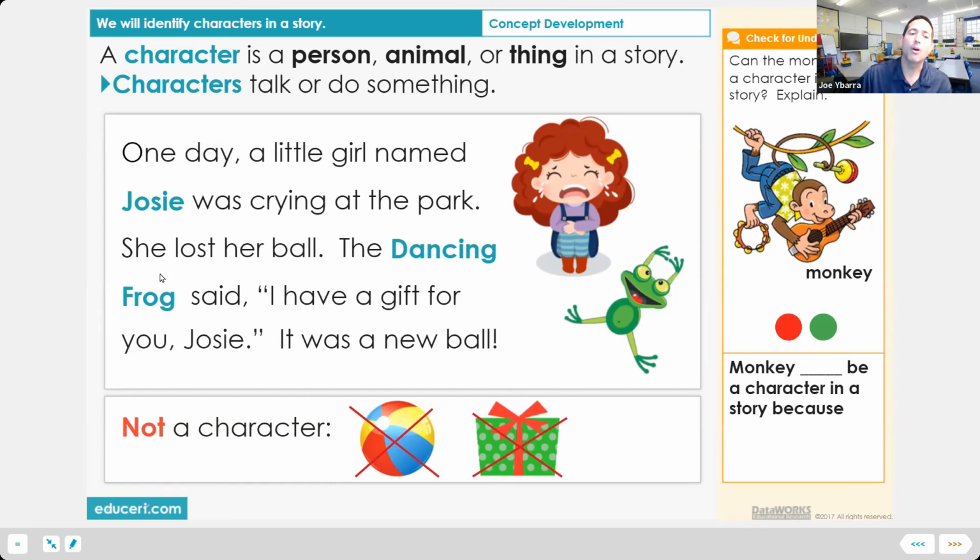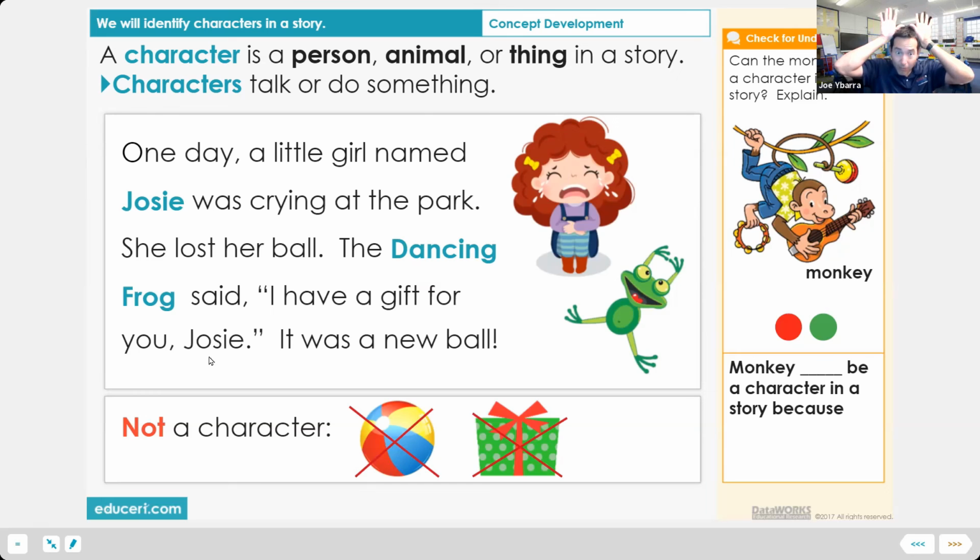She lost her ball. Your turn. She lost her ball. The dancing frog said, I have a gift for you, Josie. Oh, you know what? Let me read that again. I need a dancing frog voice. The dancing frog said, I have a gift for you, Josie. Everyone read that with me and use a dancing frog voice. 1, 2, 3. The dancing frog said, I have a gift for you, Josie.